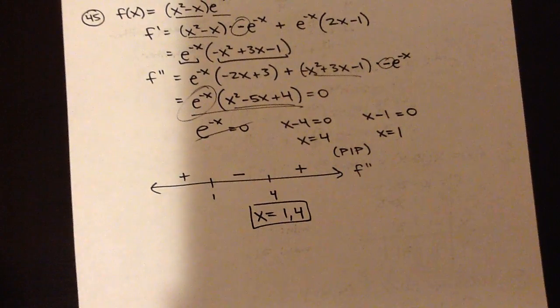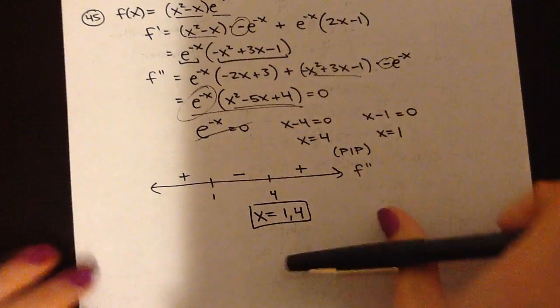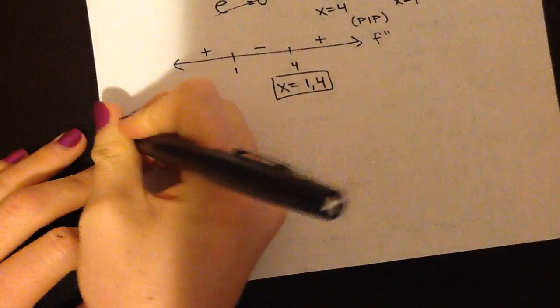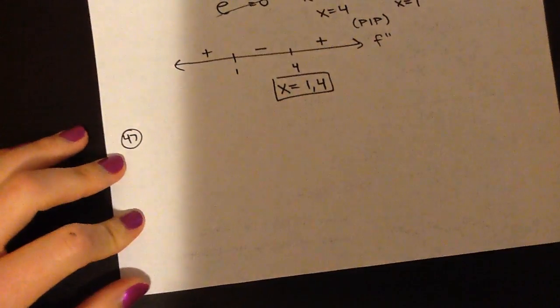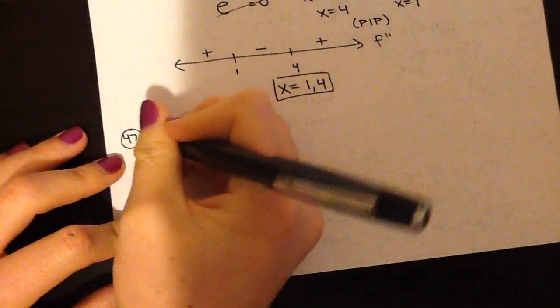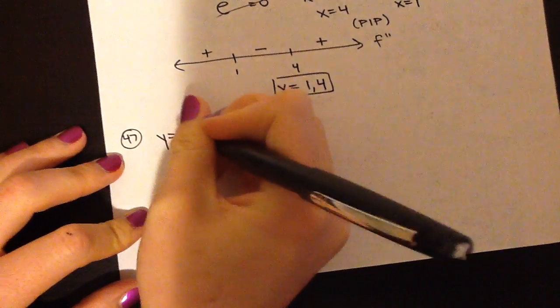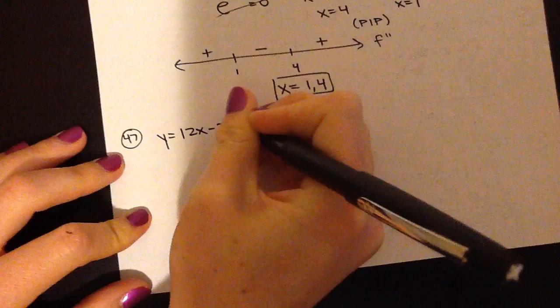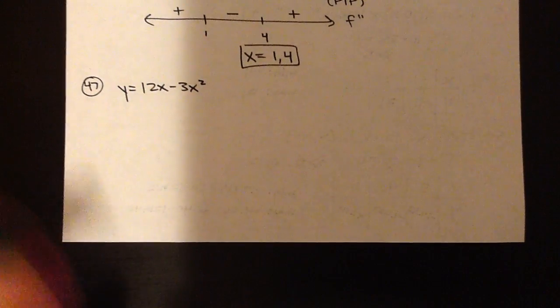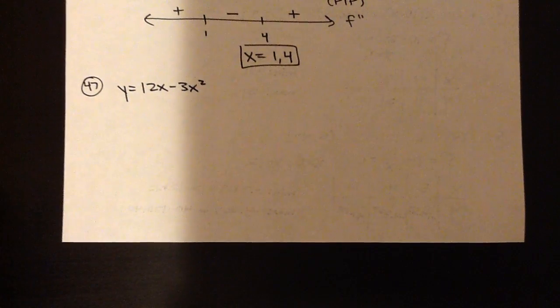Okay, so now we are on to the next page, and we've only got a handful more left. We're on to number 47 on the next page. Okay, so what we're doing in this one is some graphing. So I've got y equals 12x minus 3x squared. So lots and lots of little pieces and features that we're supposed to be looking for.